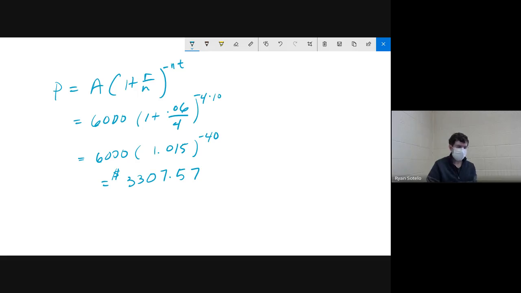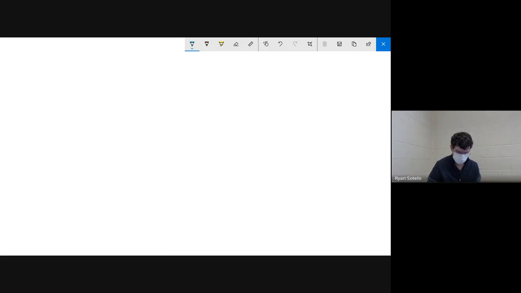All right, 12 is the hard one. Well, at least it involves new stuff. They want to know the time. So this is where we got to use those logs because we want to solve for the thing in the exponent. So we got to bring that exponent down, and you do that with logarithms.